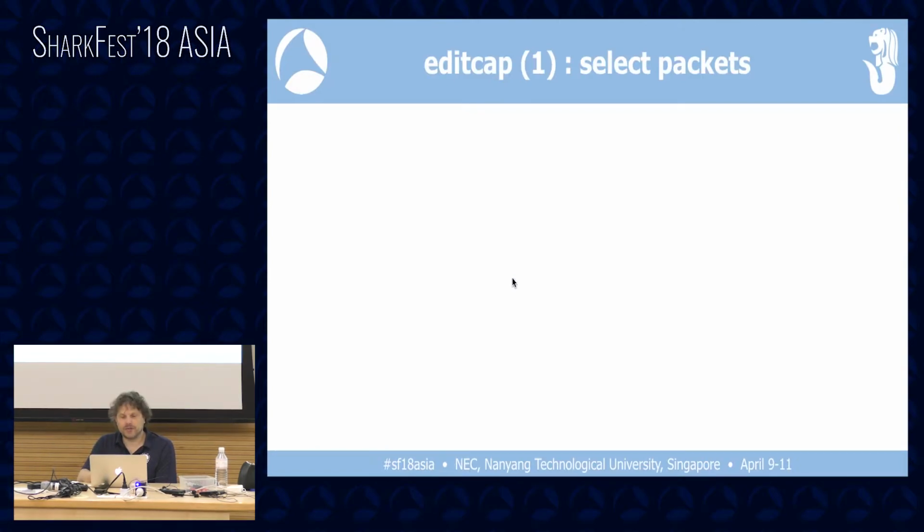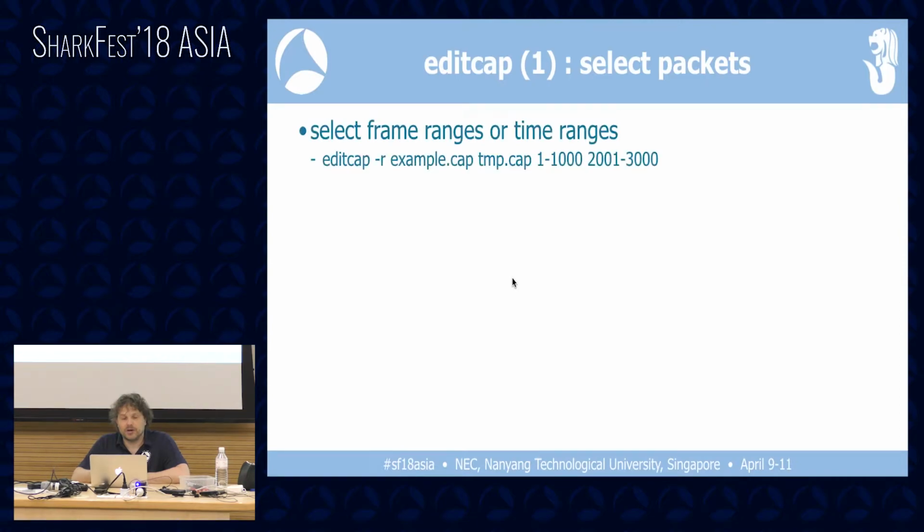I'm going to show you capinfos in a minute. Then there's editcap, and you can use editcap in 2 different ways. One way is to select packets, so you don't change the packets, but you select them. And the other way is that you can change packets. So let's first see how you can select packets. You can use it to select a frame range or time ranges.